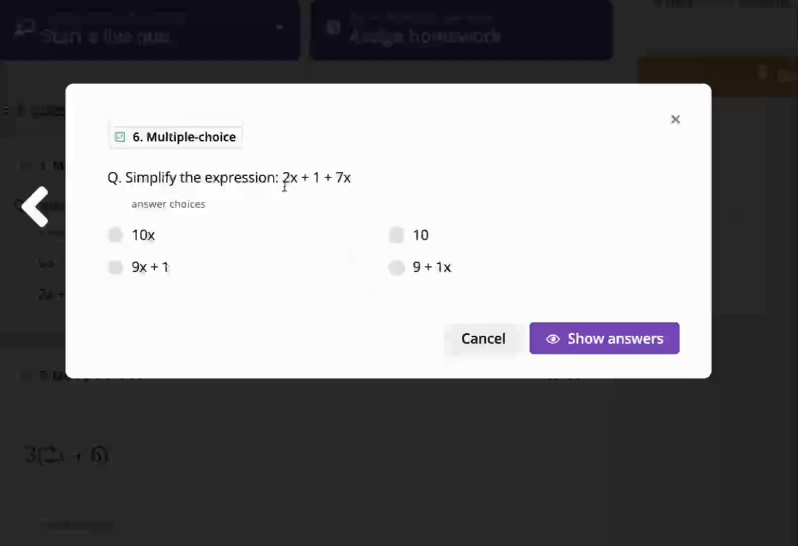Okay, for this one, 2x and 7x are like terms. 2x plus 7x is 9x. So it's 9x plus 1. Any problems? Any questions?